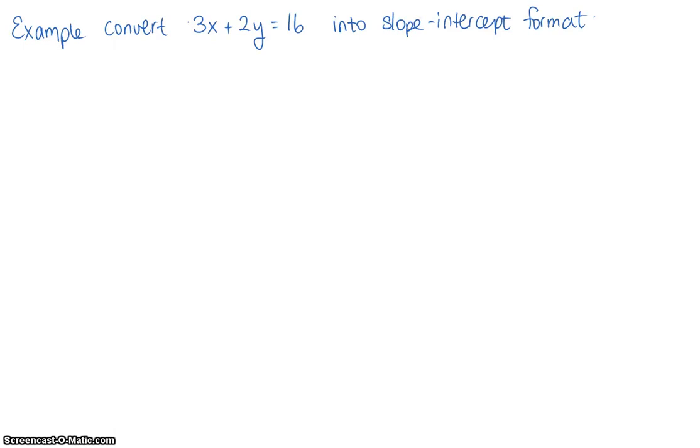So now here's another example. Now we're going to be working with the standard form and working into slope-intercept format. So again, we have to be able to identify the format this is in: ax plus by is equal to c. So this is standard.